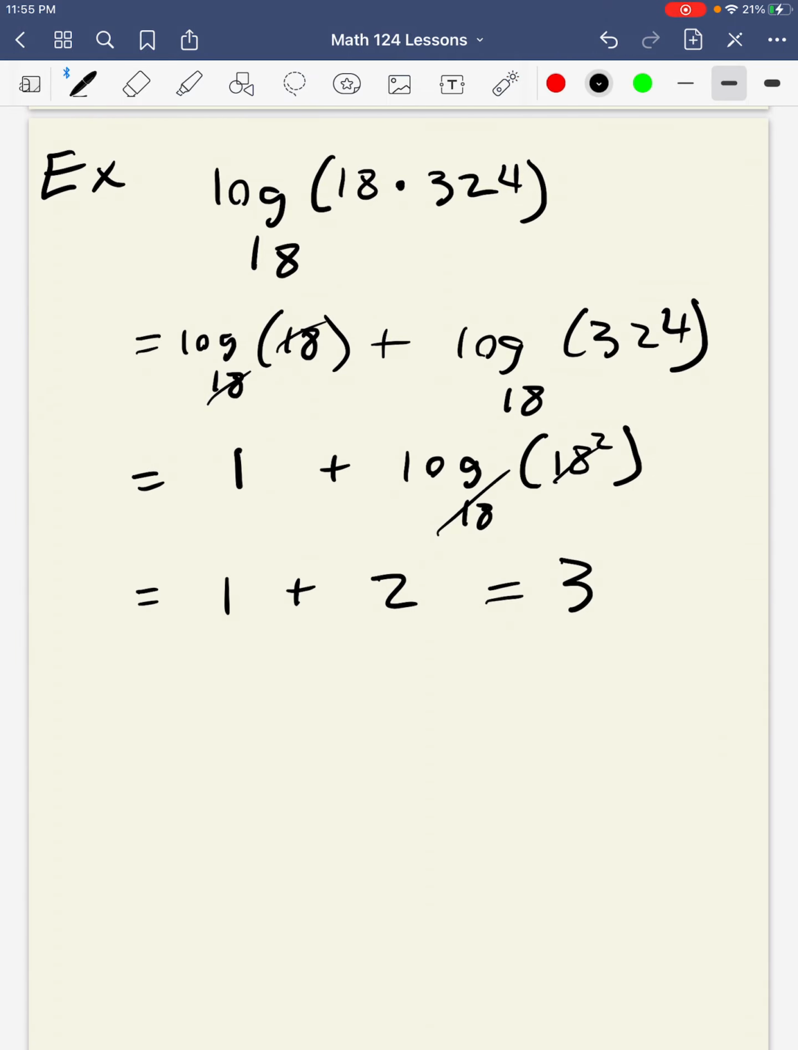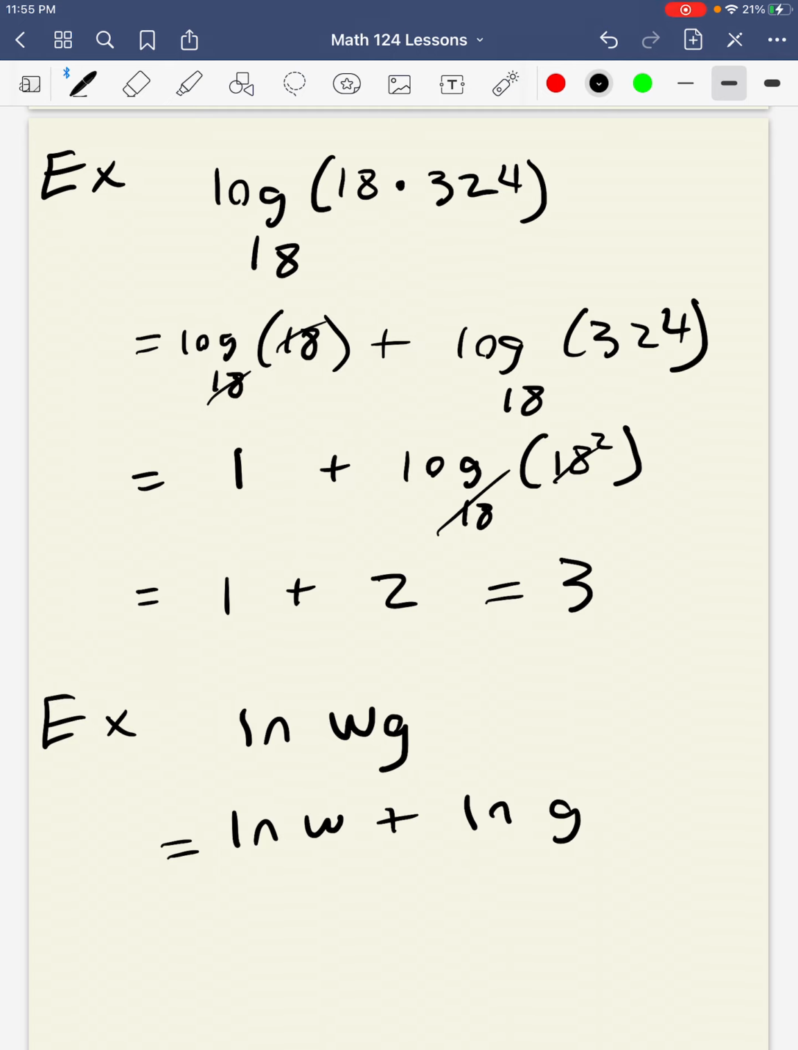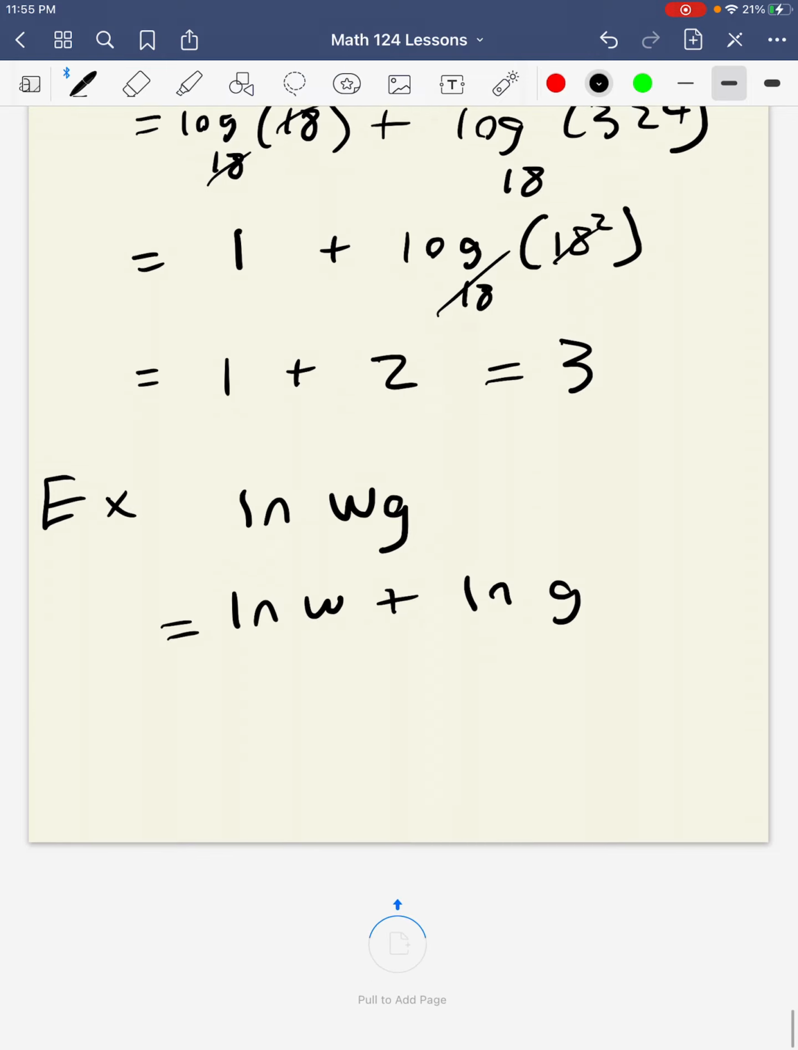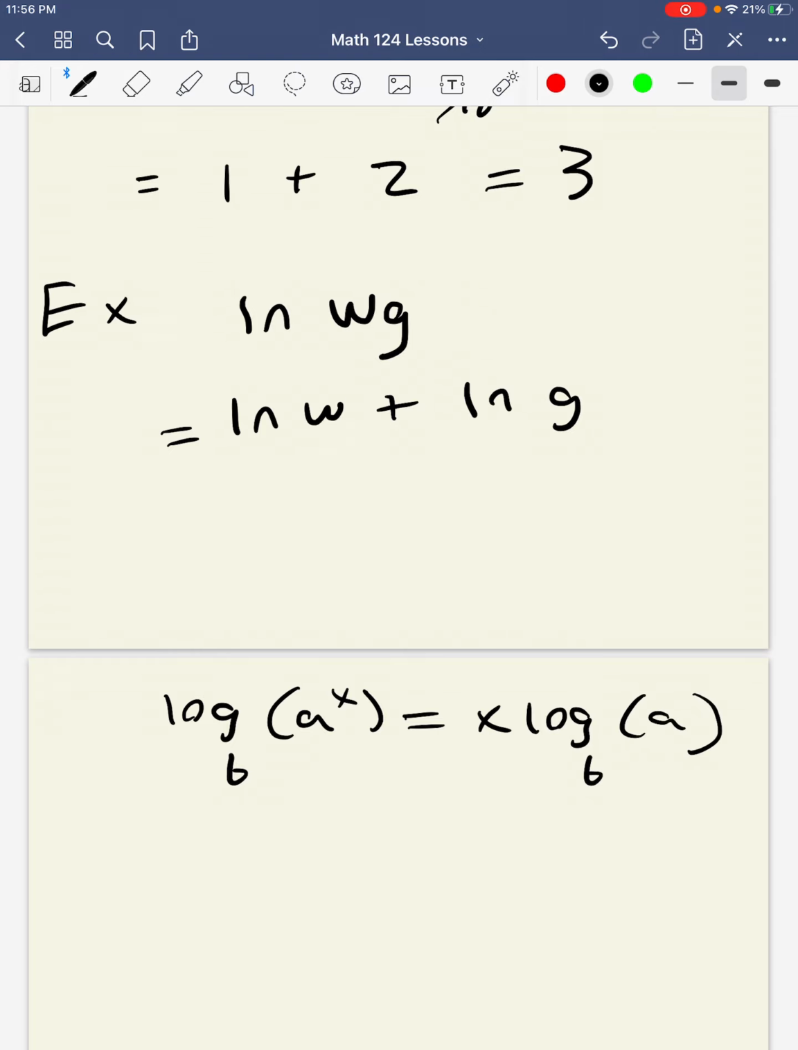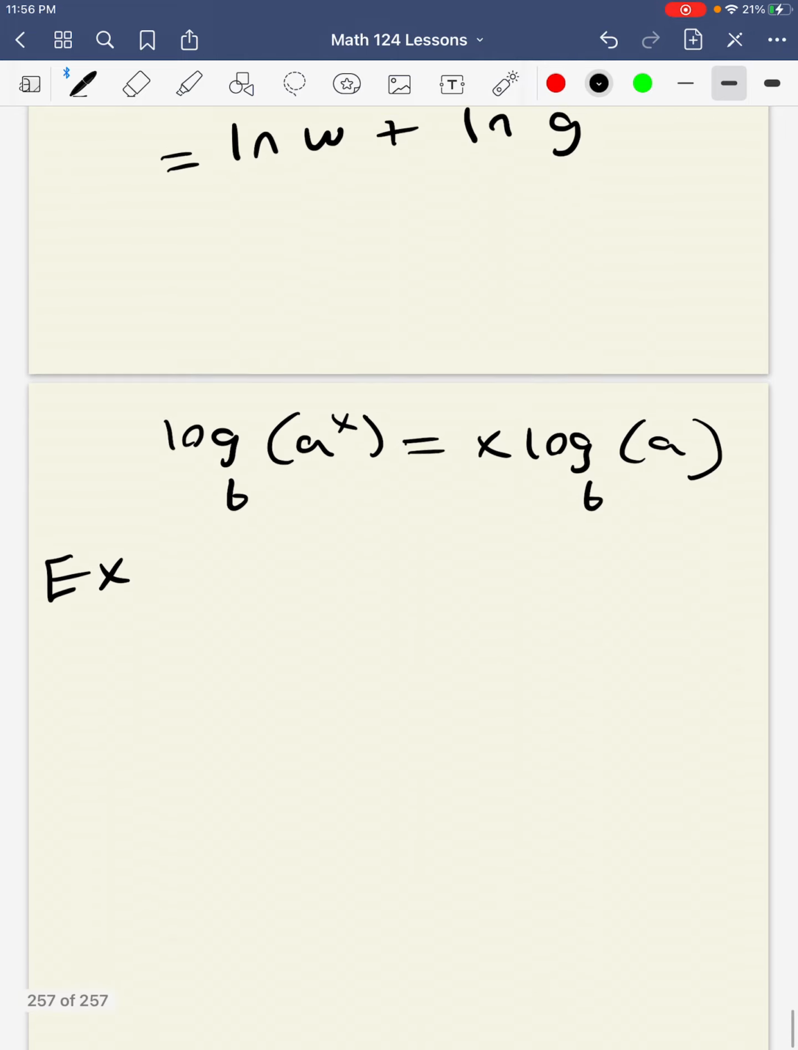Okay, and sometimes you encounter examples where you don't have any numbers. Say you're just dealing with the natural log of wg. Well, if you break that up, that's the natural log of w plus the natural log of g. I'll recall from last lecture we mentioned the fact that log base b of a to the x equals x times log b of a. So we'll see a few more examples dealing with this in the homework here.